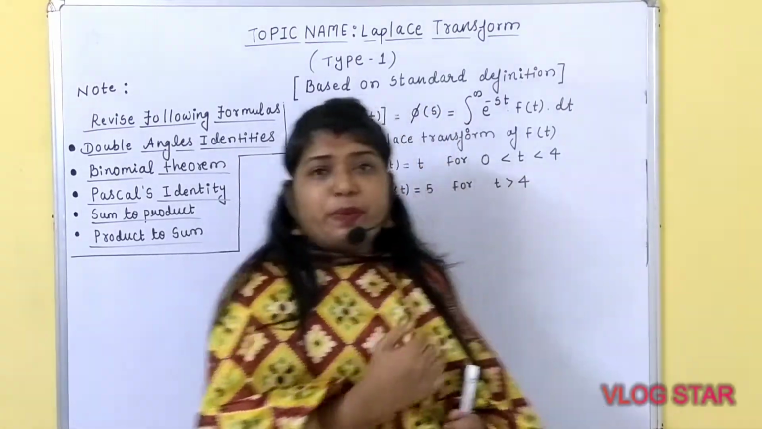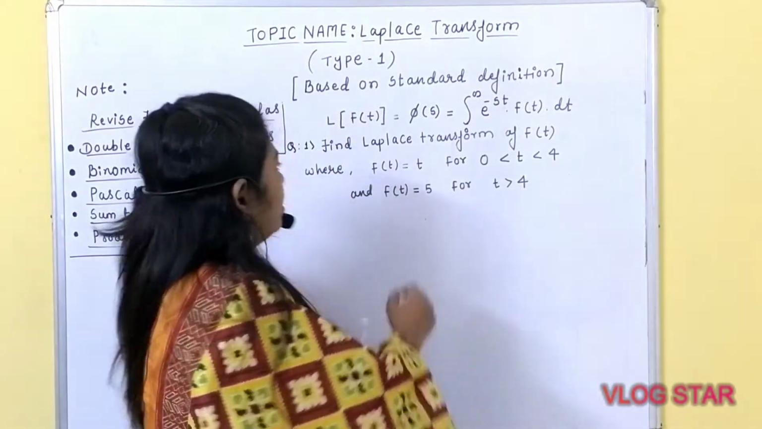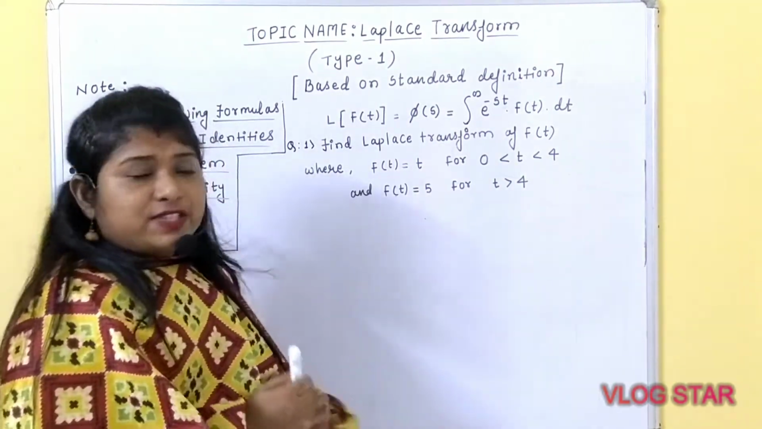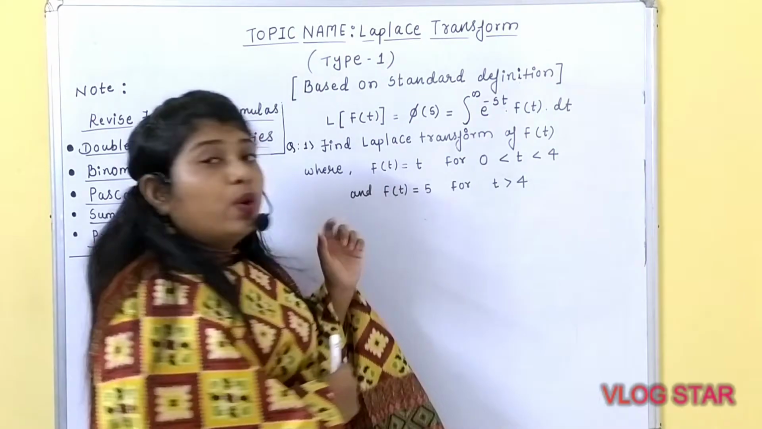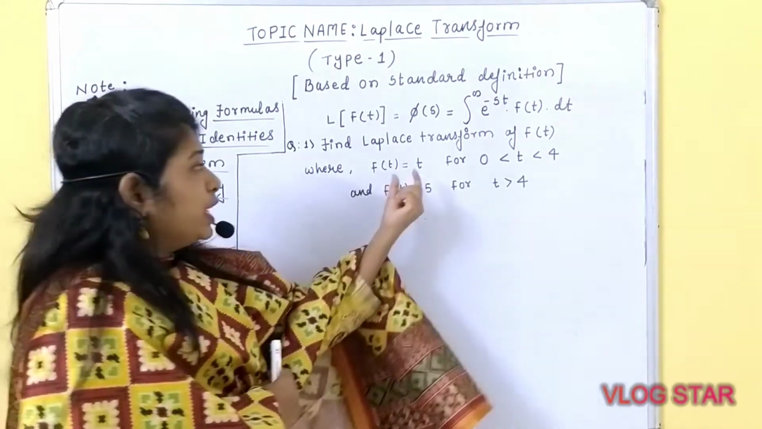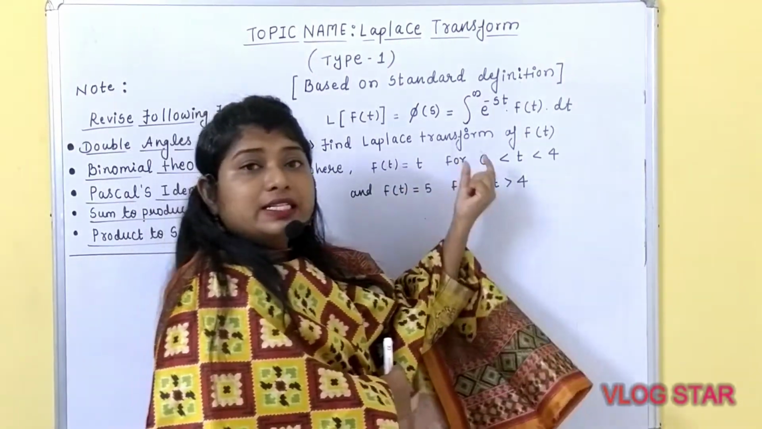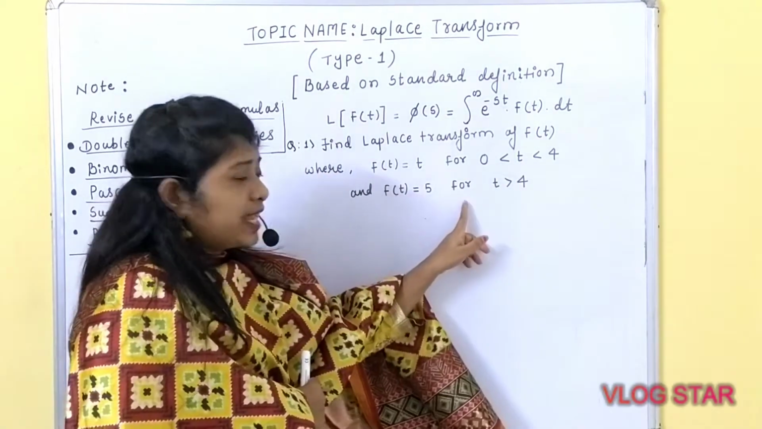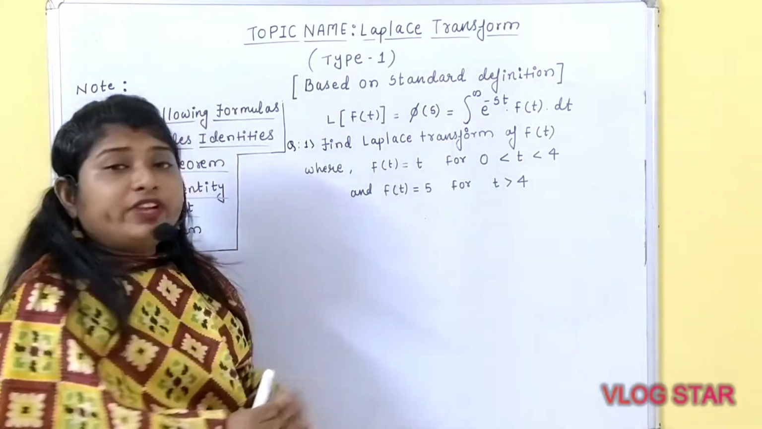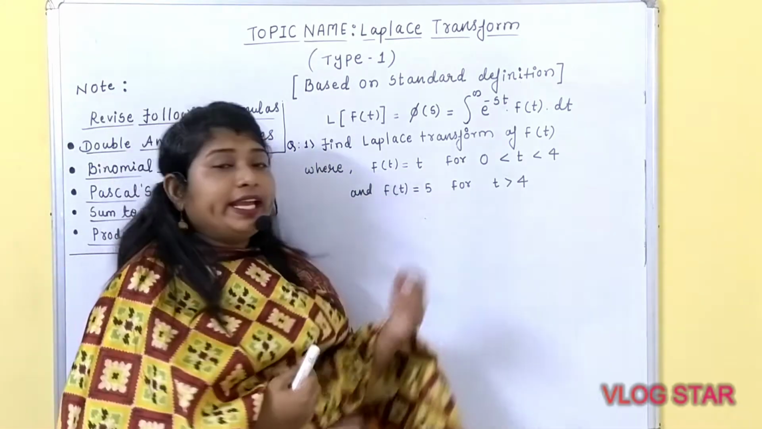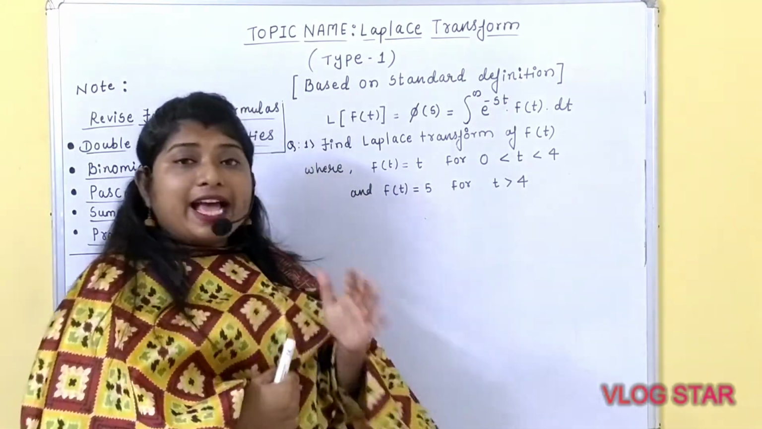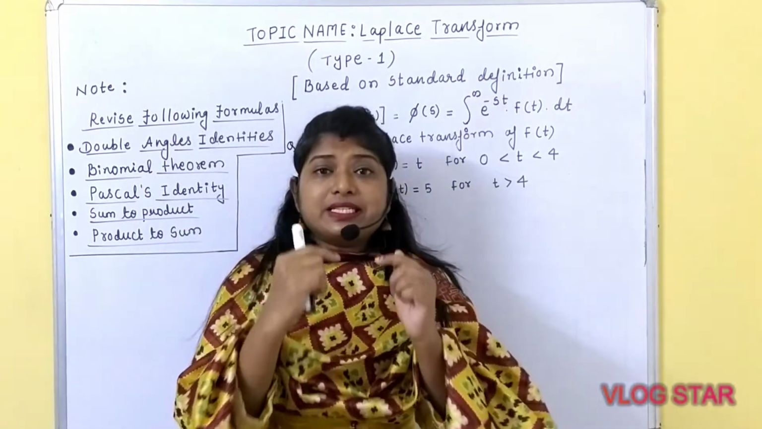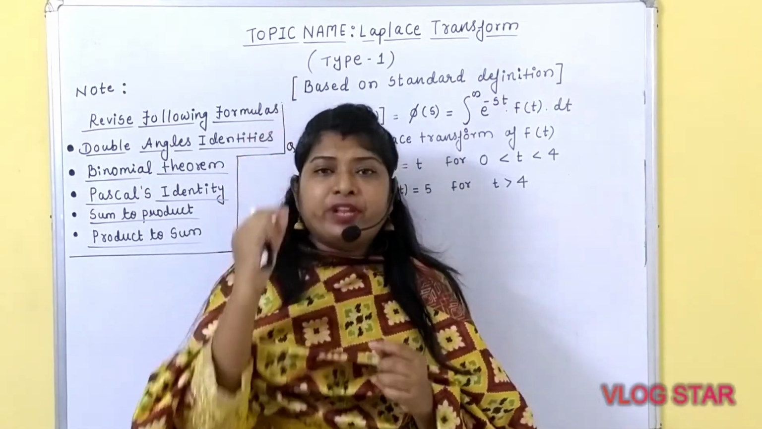Okay, so let's begin with type number 1. What is given? We have to find Laplace transform of f of t, where f of t is equal to t for t in between 0 to 4. And the second condition is f of t is equal to phi for t greater than 4. As per the definition of Laplace transform, the lower limit is 0 and the upper limit is infinity.